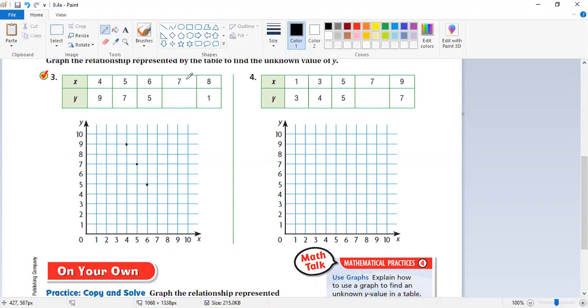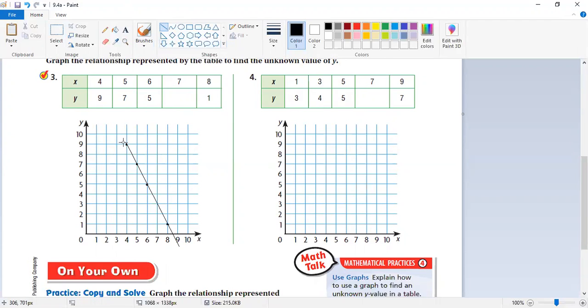For 7, we don't have the value of y, so let's move to 8. In graphs, when something is not there it doesn't mean it's 0, but we have to check that later. When there is nothing written, you don't graph the point. Next is 8 and 1, so 8 and 1 here. Now the second step is to join these dots. You will join them from here and draw a longer line like that.